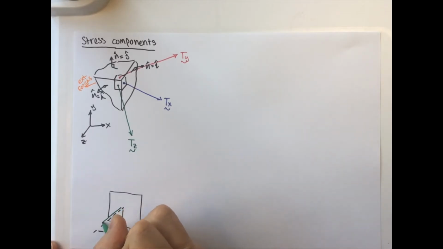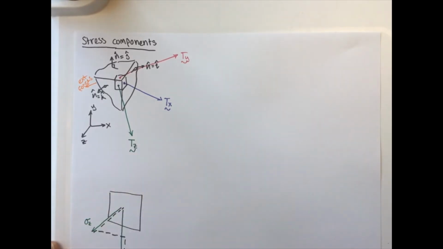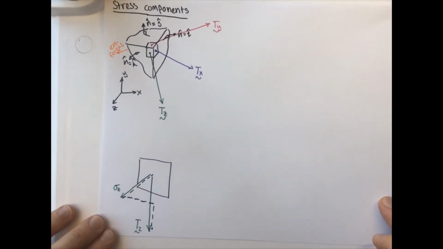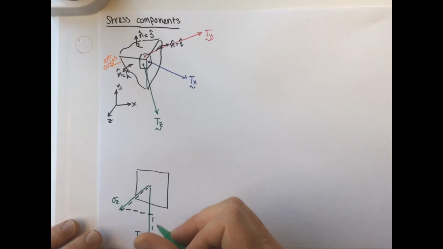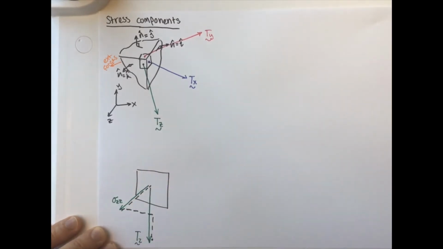So first off, this guy there, that's going to be sigma z, so that's on the z face, just like the traction vector z. Let me move that up here so you can see it. And it's in the z direction, so it's going to get a second subscript there.